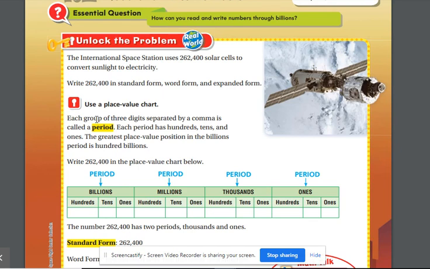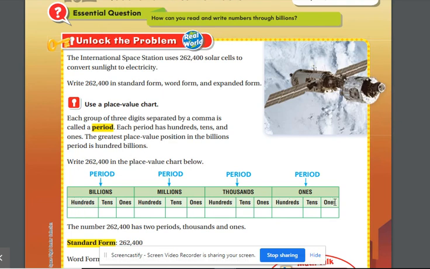So it says each group of 3 digits separated by a comma is called a period. So we see we have 1 period here, 2 periods there, 3 periods, and 4 periods. Each period has hundreds, tens, and ones. The greatest place value position in the billions period is 100 billion, and that would be right here.